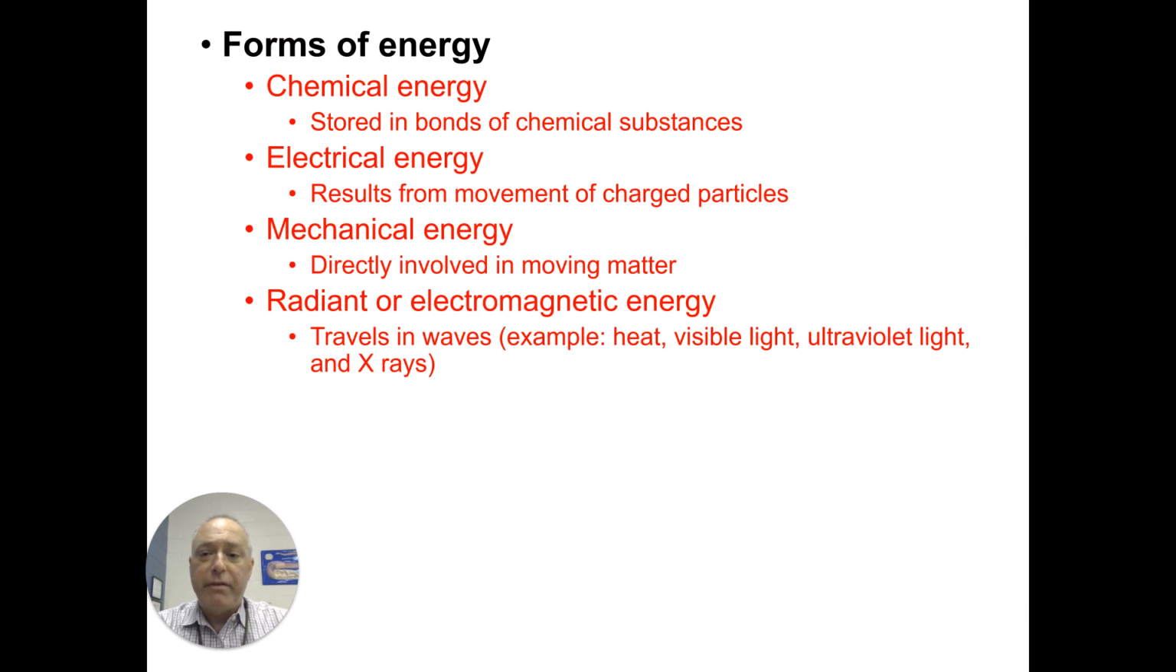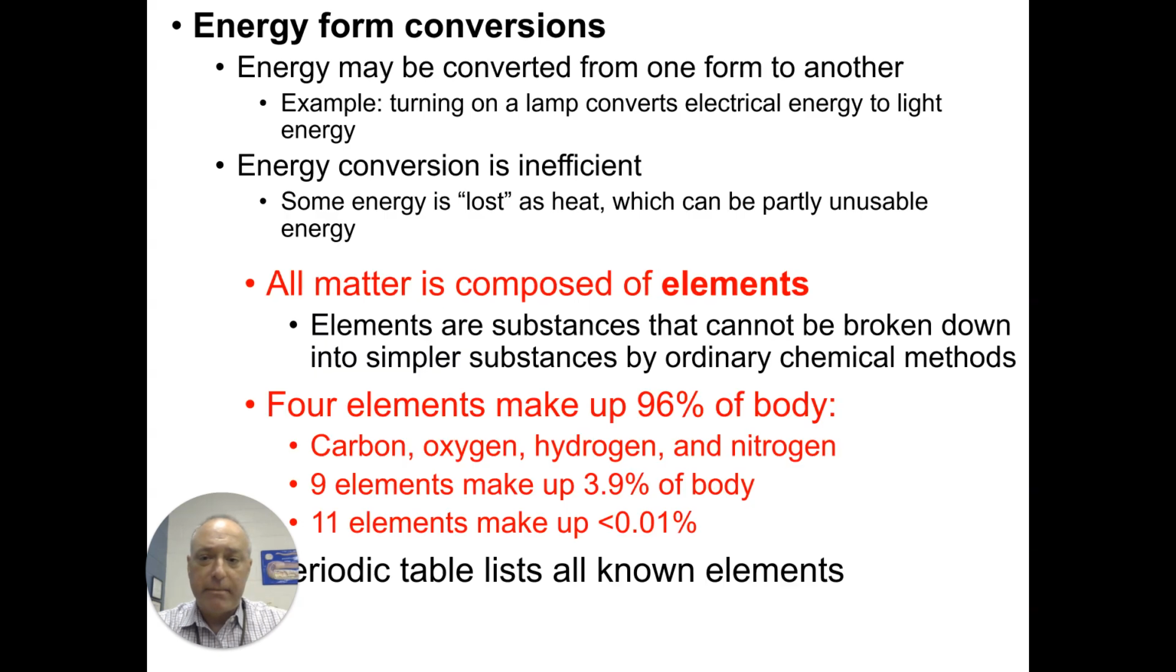So the different forms of energy, there's chemical energy, which is stored in bonds, electrical energy resulting from the movement of charged particles, mechanical energy, which is directly involved in moving matter, and radiant or electromagnetic energy, which travels in waves like heat and light and X-rays. Energy may be converted from one form to another, and this energy conversion is usually inefficient. So a lot of energy is lost as heat.